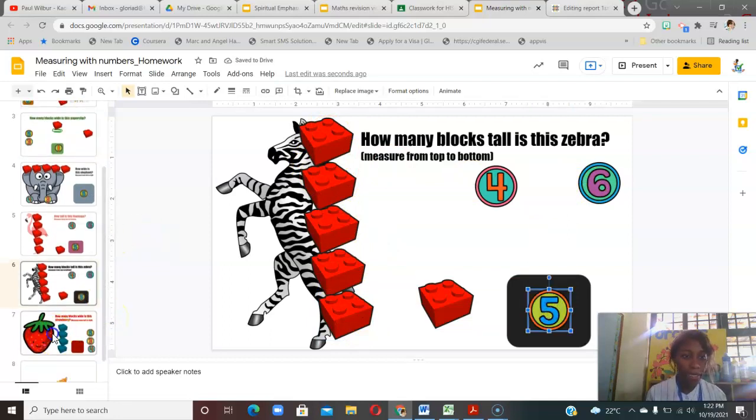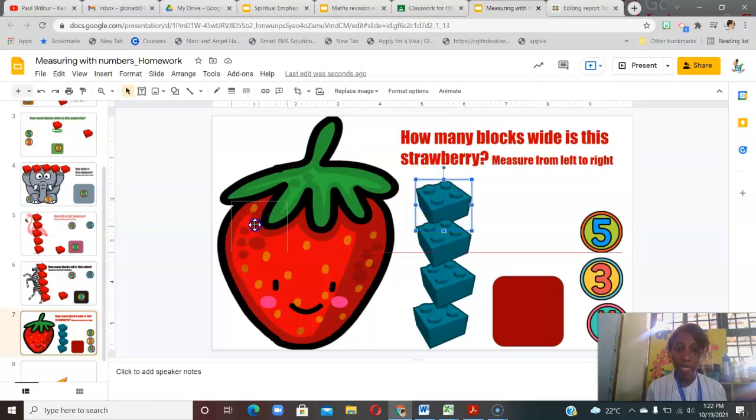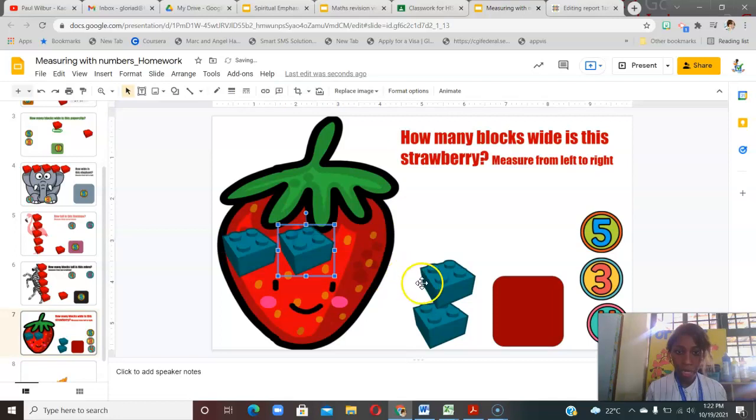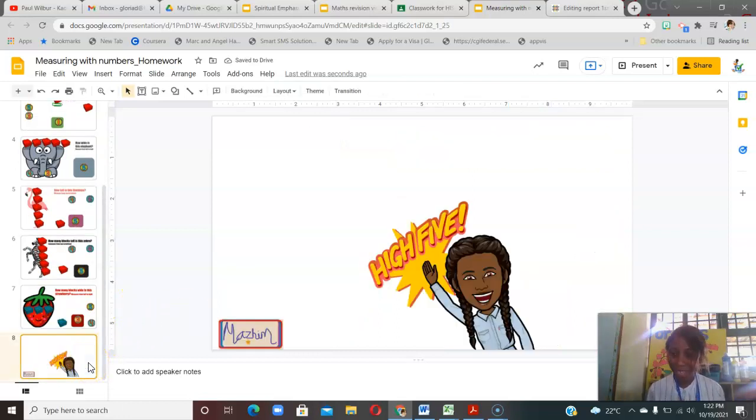The next slide is how many blocks wide is this strawberry? Now remember, when you're talking about how wide something is, you're measuring from left to right. So let's see, left to right, not top to bottom. From top to bottom is how tall the strawberry is, but we're measuring how wide it is. So let's drag and drop the blocks. Drag and drop the blocks. 1, 2, 3. So that is 3 blocks wide. And that is the very last. So high five and well done.